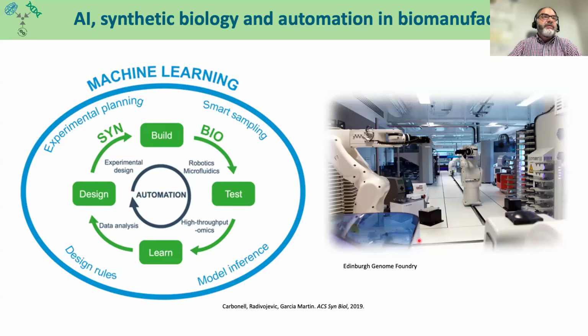What happens is that in the last years, there has been a lot of acceleration in the automation of the design, build, test, and learn cycle of synthetic biology by introducing a large number of robotic platforms and automated systems. And machine learning has always been present as an overarching technology for this, because you can apply it not just for learning the rules of design, but also for experimental planning, smart sampling, or model inference. So it is normal nowadays to see labs like this foundry, or many other biofoundries, where there are almost no operators. Everything is just based on robotic platforms.